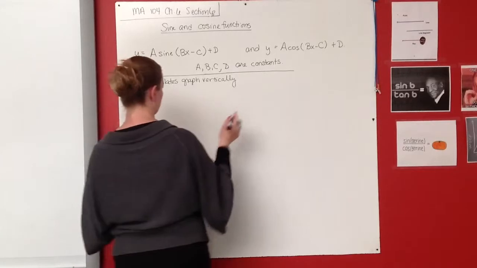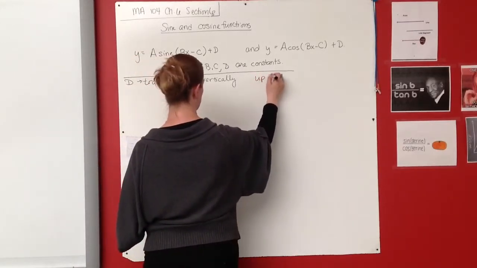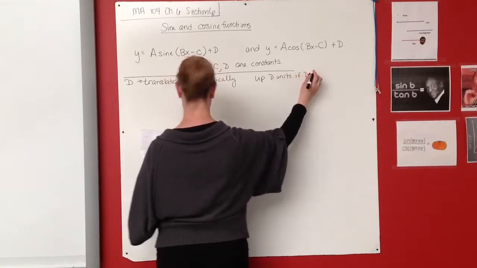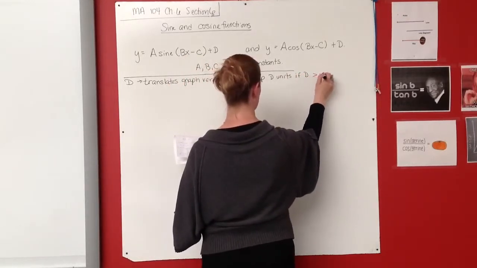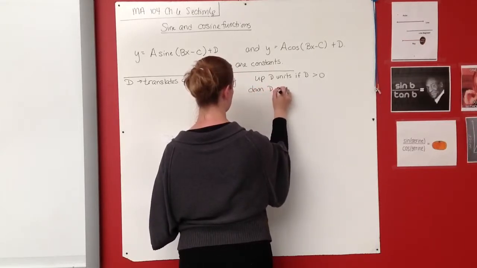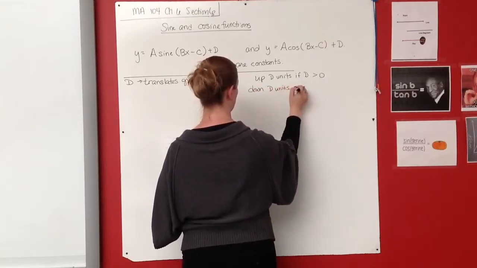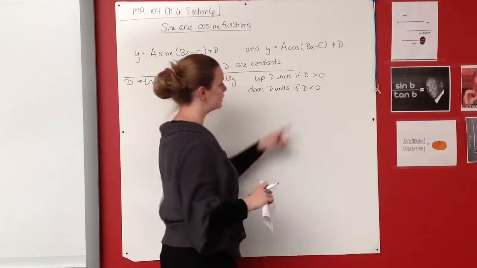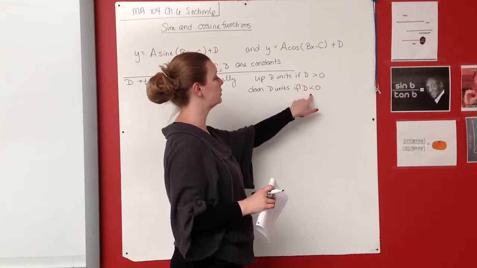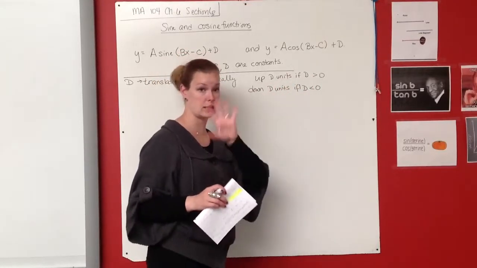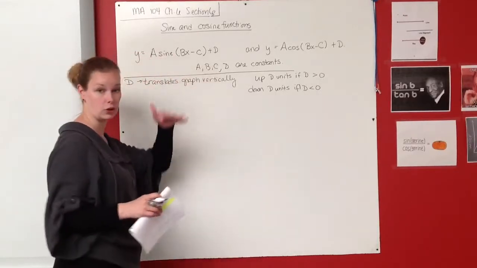Now, the graph goes up d units if d is greater than 0. And it translates the graph down d units if d is less than 0. Notice it doesn't say greater than or equal to, less than or equal to. It says greater than or less than. If d is 0, it doesn't move at all. It stays put, centered about the origin in terms of vertical.